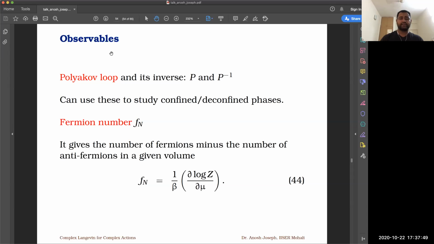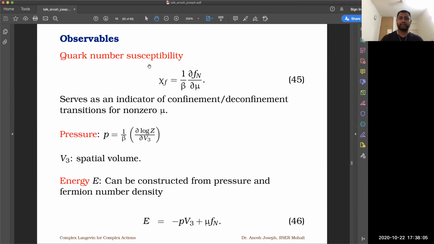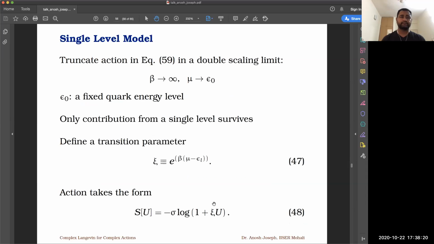Now, what are the observables of this theory? It has the Polyakov loop and its inverse, P and P inverse. We can use these to study the confined or deconfined phases of the theory. Then there is the fermion number, which comes from the partition function in this way. Then we have the quark number susceptibility, which is obtained from the fermion number. Then we have pressure, which again comes from the partition function. Here V3 is the spatial volume. From this we can construct the energy from the pressure and the fermion number. So these are the observables of the theory.